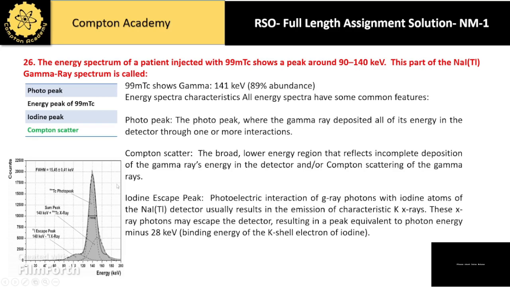And Compton scatter is the lower energy region that reflects the incomplete deposition of the gamma ray energy in the detector, or Compton scattering of the gamma rays. So this region 90 to 140 keV is the Compton scatter region, and the iodine escape peak is related to the interaction of the gamma photons with the iodine K shell electron, and then it emits the 28 keV K shell characteristic X-ray.